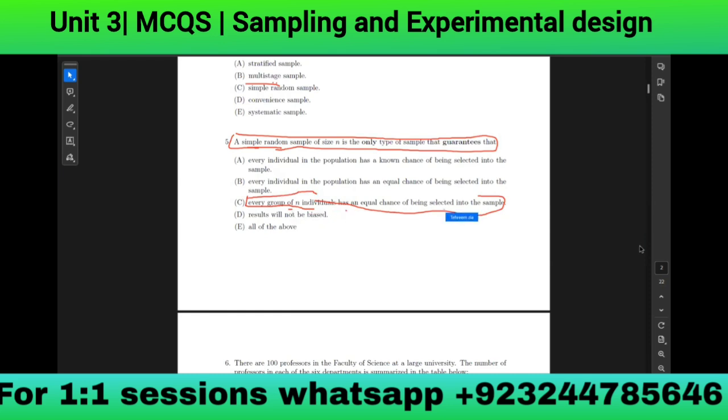You can even write this definition down, because it will be used in more questions again. A simple random sample guarantees that every group of individuals has an equal chance of being selected into the sample. What is important is every group of individuals, not every individual. This thing is very important. You may write it somewhere, because it will be used in the next questions also.